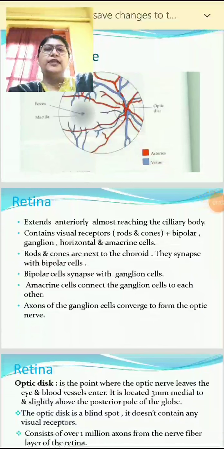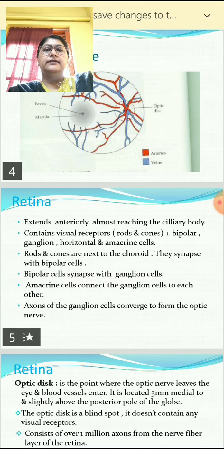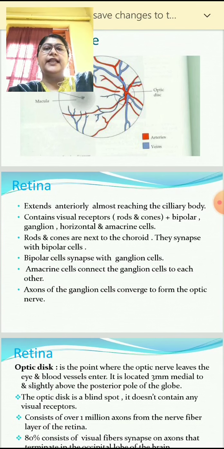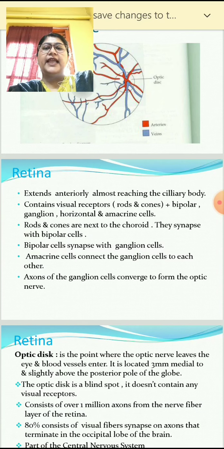Now, the retina extends anteriorly, almost reaching the ciliary body. It contains visual receptors, which are the rods and the cones. These rods and cones synapse with the bipolar cells, which again synapse with ganglion cells. Amacrine cells connect the ganglion cells to each other. Axons of the ganglion cells then converge to form the optic nerve.